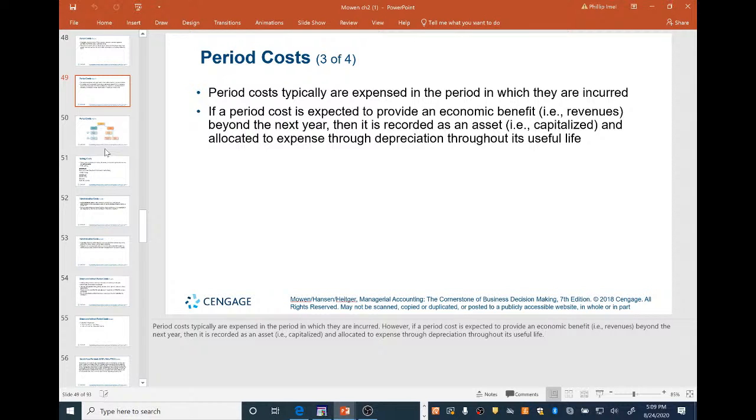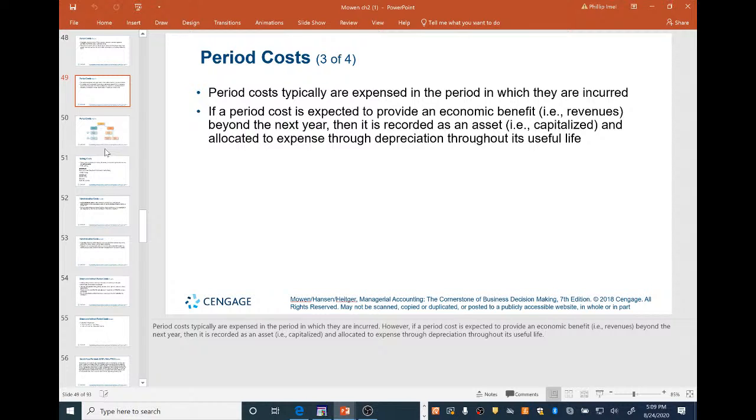So the period that it's incurred, that's why they're called period costs. If a period cost is expected to provide an economic benefit, meaning revenues, so if something's going to produce revenues, like a building or a vehicle, right, then we need to capitalize that. So what do I mean by capitalize an asset? In accounting, when we purchase something, we're either going to capitalize this or expense it.